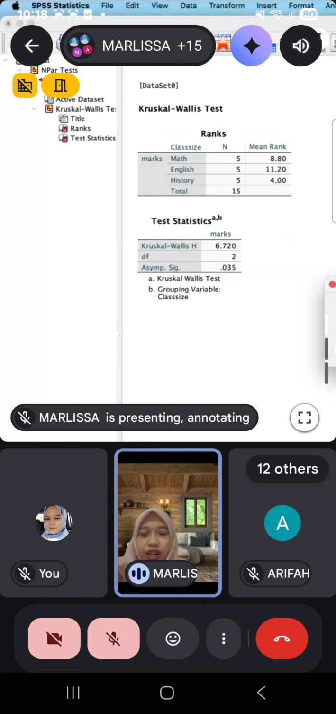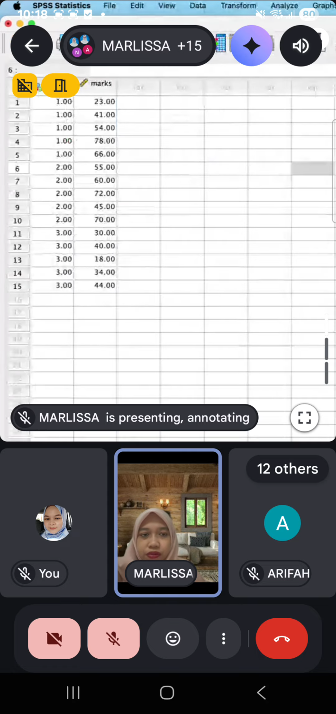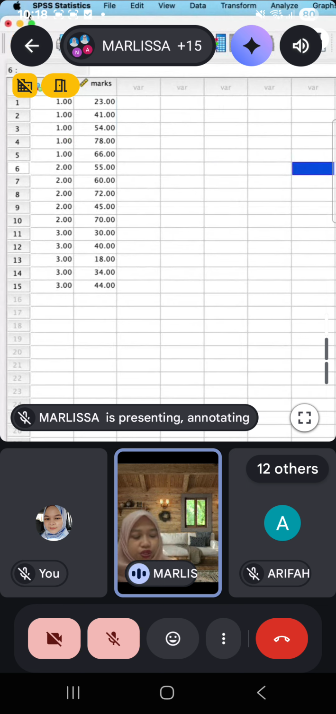So if you want to use the Kruskal-Wallis test, this is what you need to do to analyze the data for Kruskal-Wallis using SPSS.